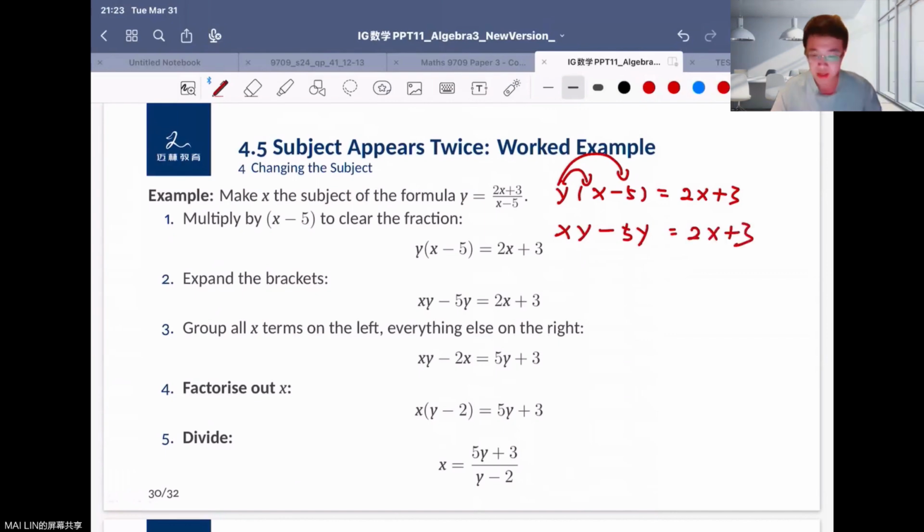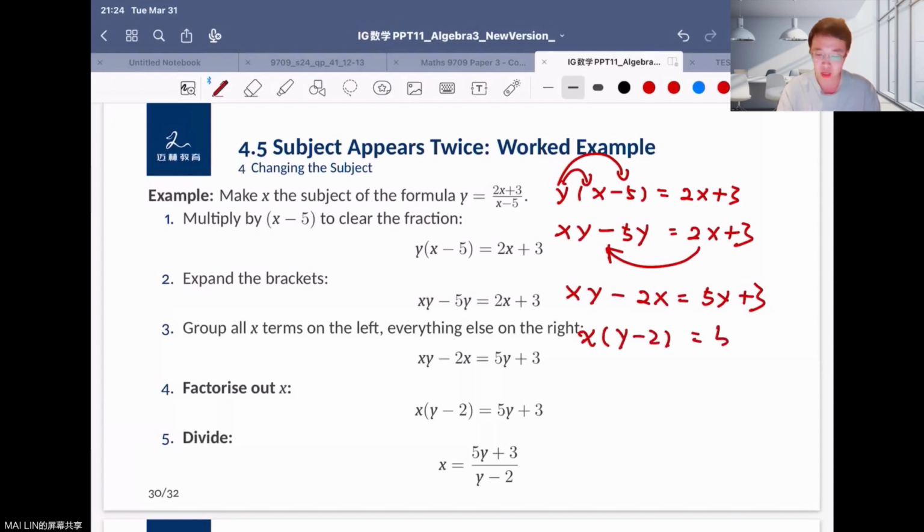Now we just want x to become the subject. So we transfer 2x to the left, and 5y to the right, so that xy minus 2x equals 5y plus 3. Now you can leave x on one side: x times (y minus 2) equals 5y plus 3. Sorry, I misspoke earlier; it's 5y plus 3.